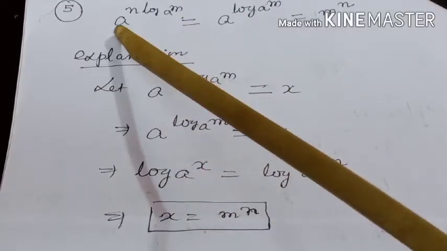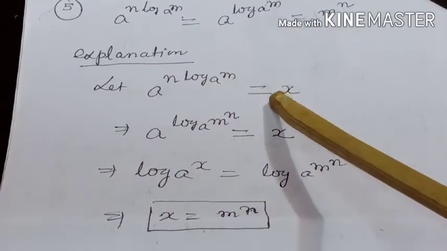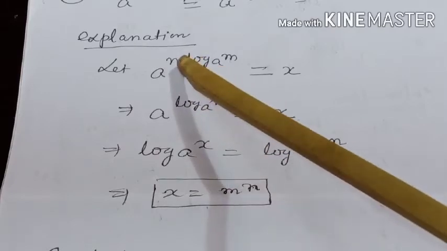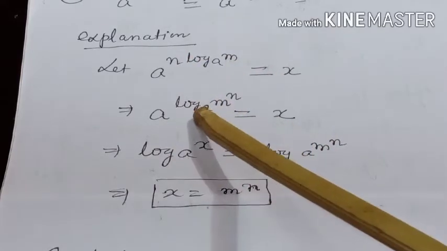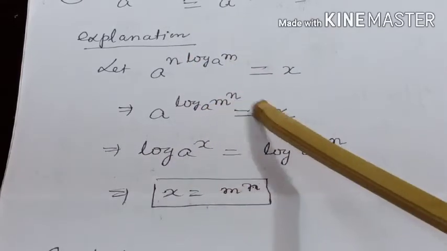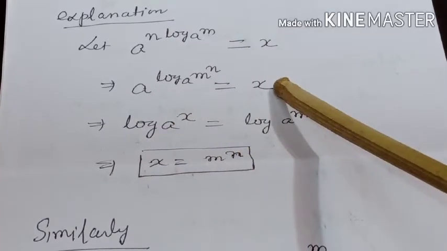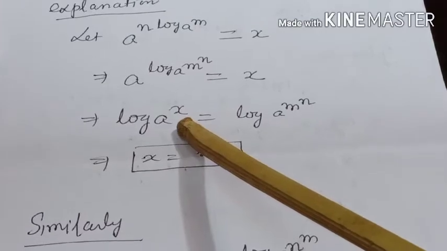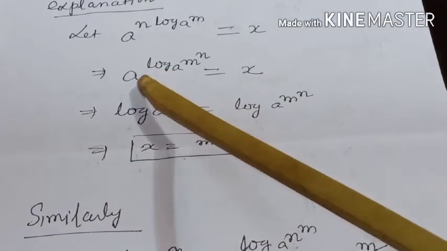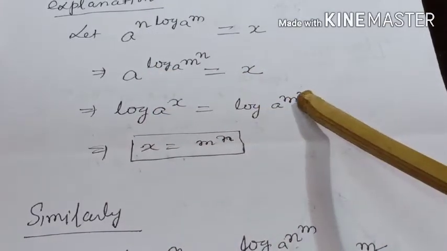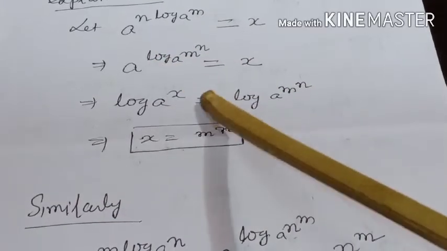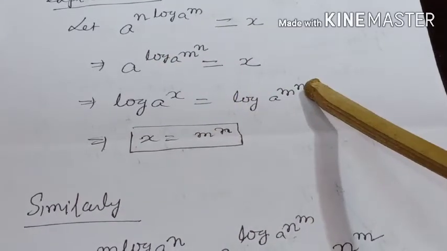So what we'll consider, this one we'll consider as x. So this n will be shifted here. So a to the power log m to the base a, the whole power n, will be equal to x. And now this exponential form we are going to convert into logarithmic form. So log x to the base a will be equal to log m to the base a power n. So what will happen? This x will be equal to m to the power n.